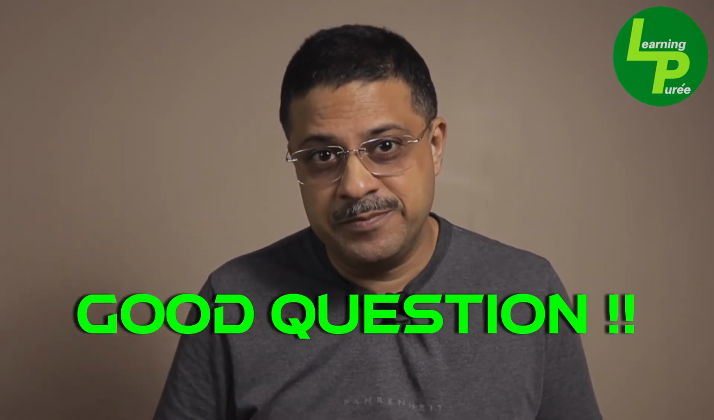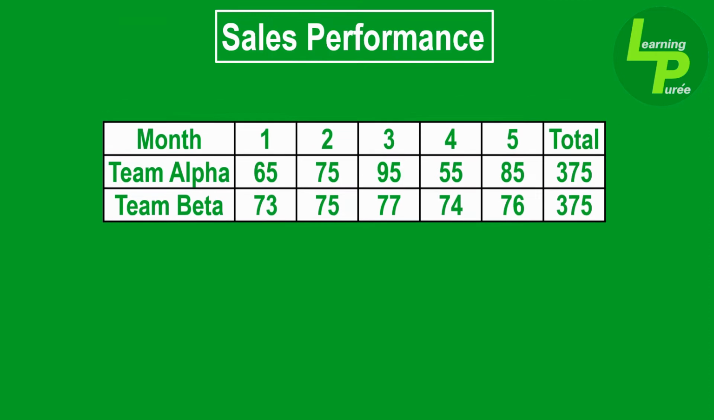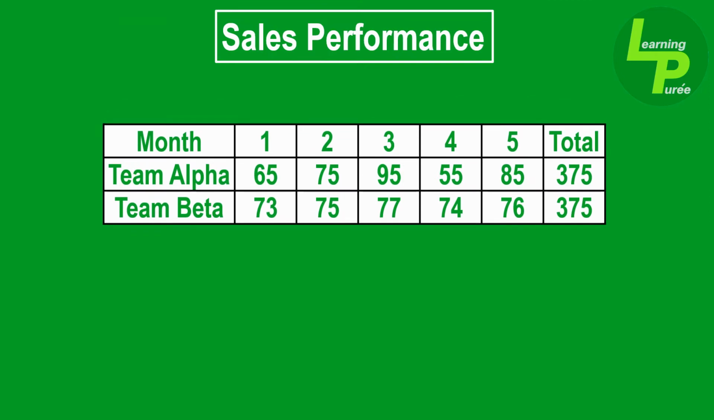Good question. So let's look at the performance of the following two sales teams, Alpha and Beta, over 5 months. For both the sales teams, the average sale over 5 months is 75 units. Their total sale across 5 months is the same, that is 375 units. So one would surmise that on an average, both teams have performed equally. If you do think so, then let's look at more summary statistics.